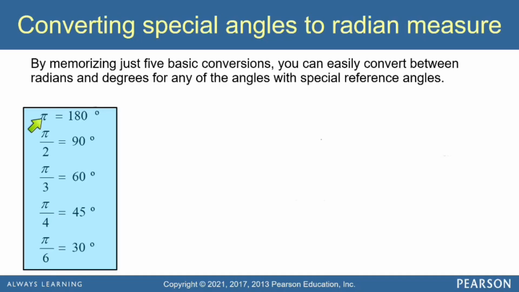So we already know that pi radians is 180 degrees. And once you have that, it's easy to see that if you divide both of these values by 2, you'll have pi over 2 radians equals 90 degrees. So pi equals 180 degrees. Pi over 2 radians equals 90 degrees. Now if you take this original statement and divide both sides by 3, the left side will be pi divided by 3, and the right side will be 180 degrees divided by 3, which is 60. So pi over 3 radians equals 60 degrees.